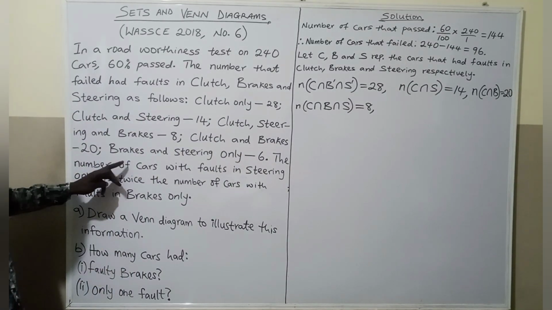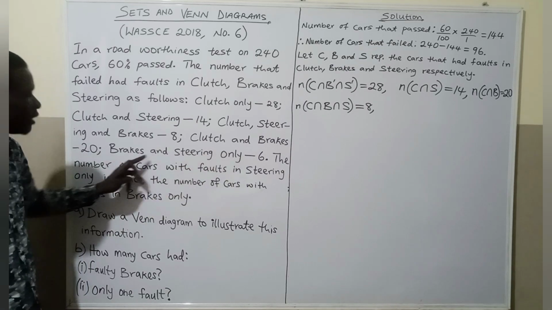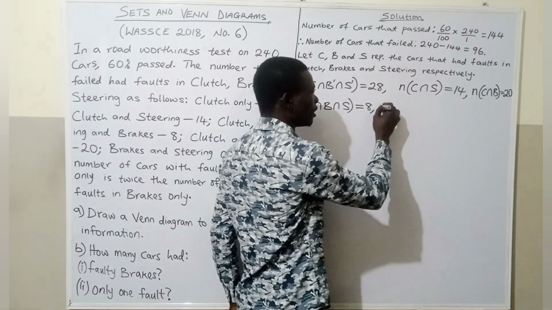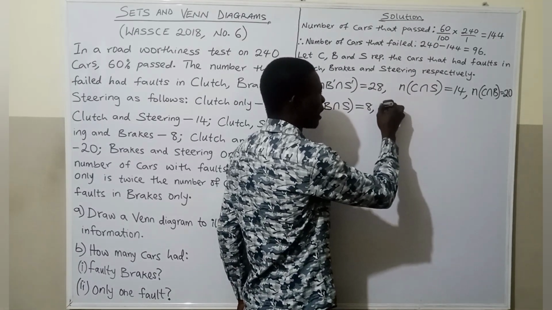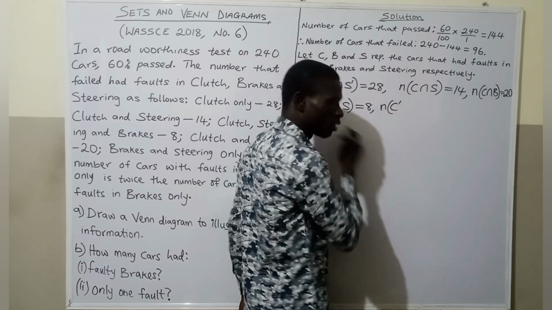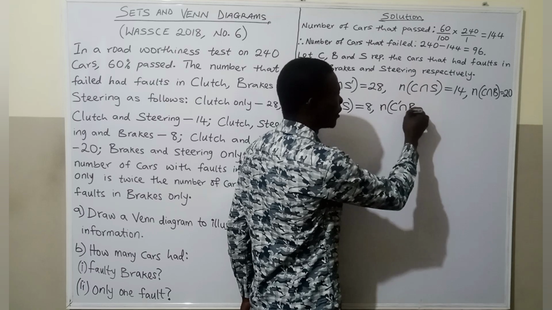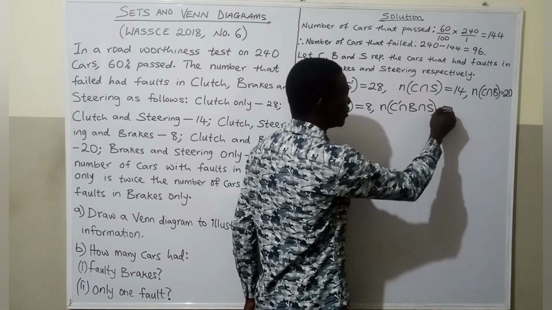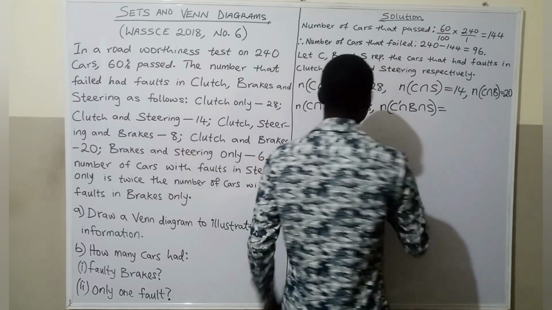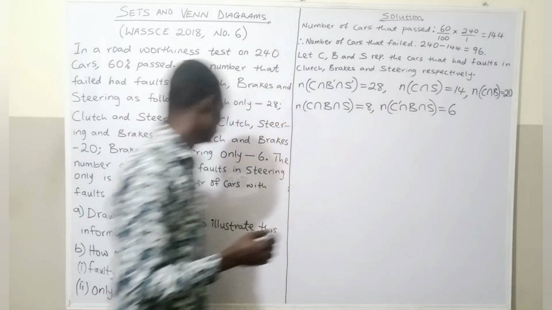Proceeding further, number of cars that had faults in brakes and steering only. Brakes and steering only, there are 6 of them. This is the representation for that. Number of cars that had faults in brakes and steering only, and that's going to be clutch prime, because clutch was not mentioned. So you say clutch prime intersection brake intersection steering. There are how many of them? Brakes and steering only, 6 of them.